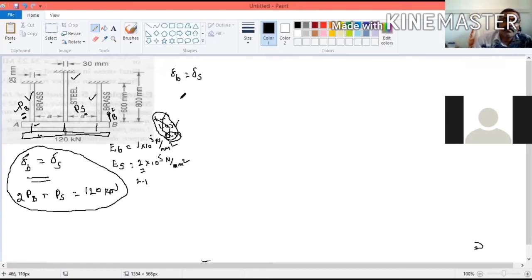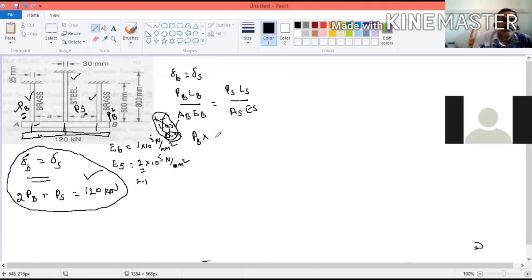We can write PB LB divided by AB EB. That is equal to PS LS divided by AS ES. Now substitute the values. All other things remain the same. Only the forming of the relation is different for different problems. But the concept is the same. Now load PB we don't know. That's what we need to calculate.